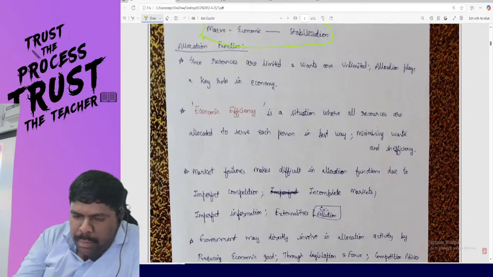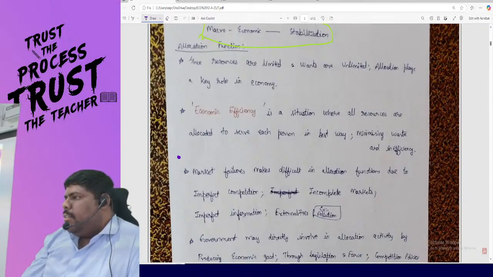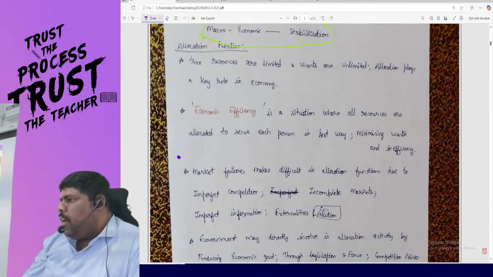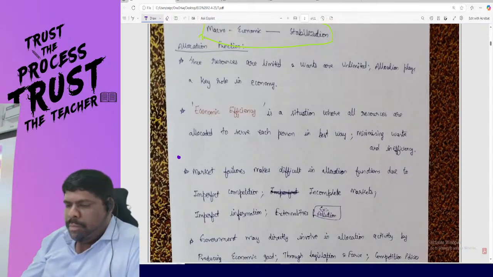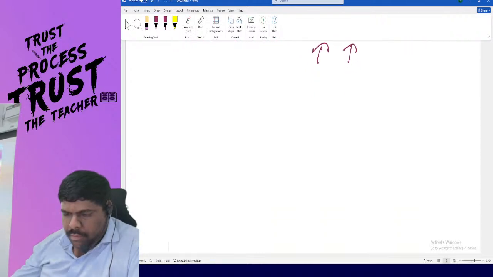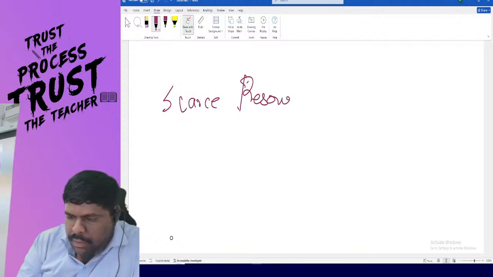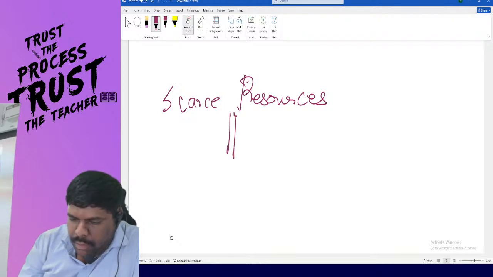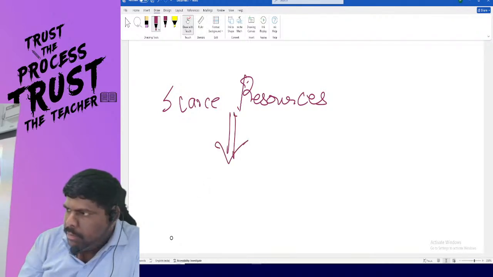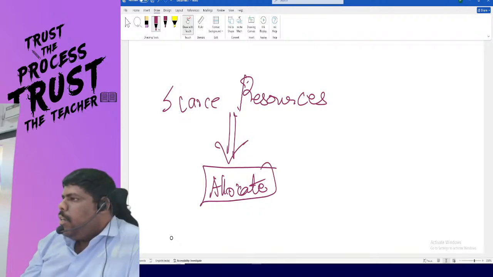Now listen, there is only one major area which has to be discussed under this. Allocation, what is it? Standard definition of economics: resources are limited, wants are unlimited. So with the scarce resources, how are we going to make efficient availability of resources to each and every person? We are going to allocate the scarce resources. This is what the allocation function is all about.